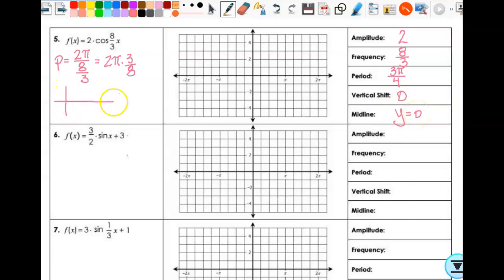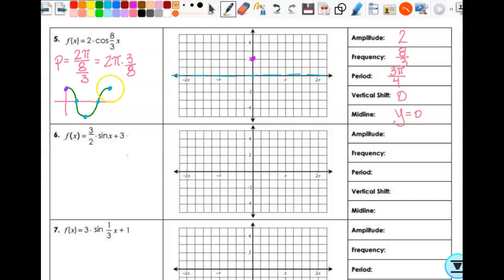So I'm going to sketch my little cosine over here so I have something to follow. Get my midline in there, which is at 0, there you go. All right, so this first point, from the midline, I go up whatever the amplitude is. The amplitude is 2. That takes care of that first point right there.